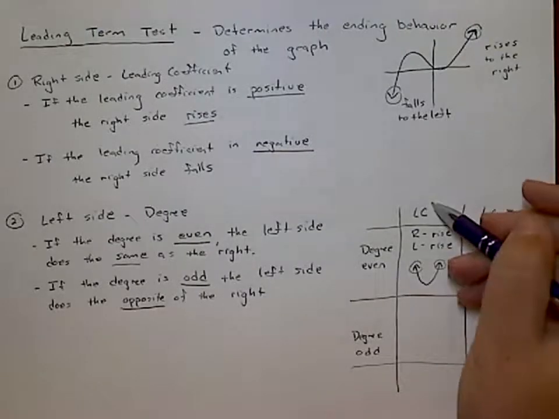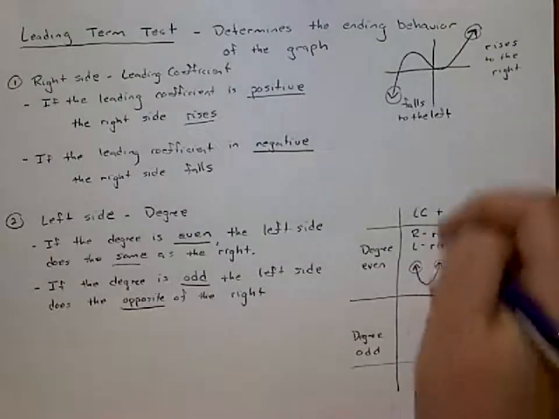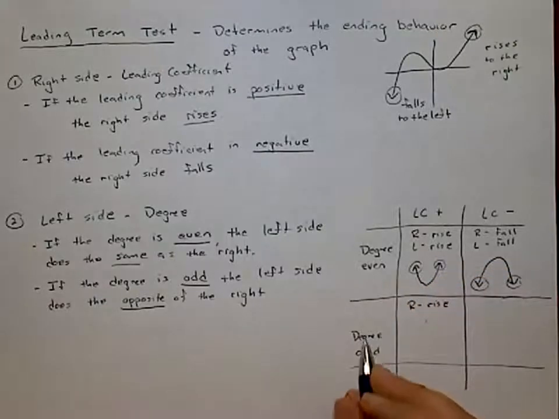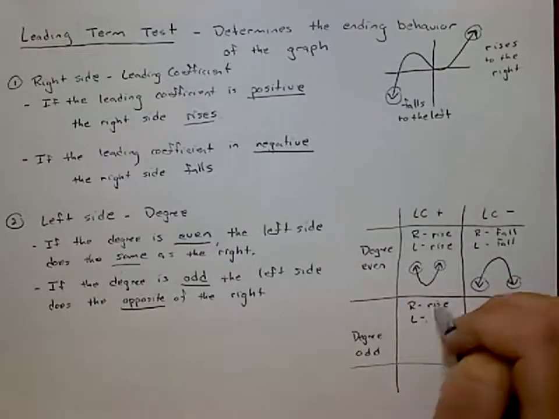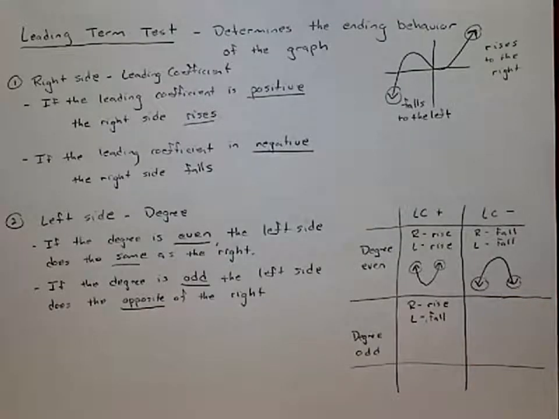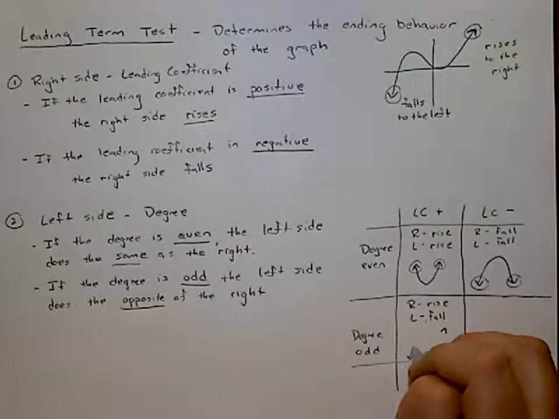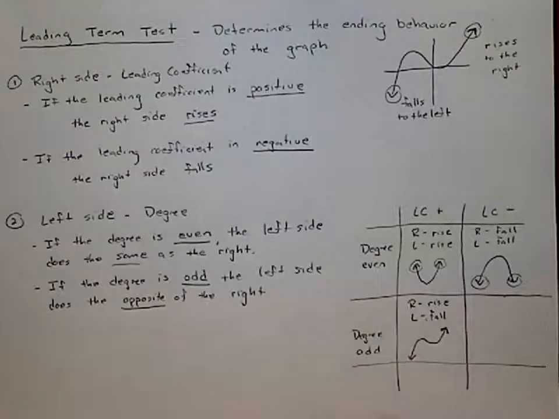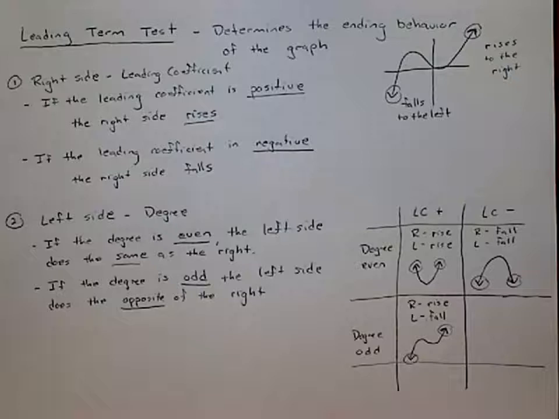Now this box has a positive leading coefficient and a degree that is odd. So a positive leading coefficient means the right side is going to rise. A degree that's odd means that the left side is going to do the opposite of the right side. So if the right side rises, the left side is going to fall. So our right side is going to go up, our left side is going to go down. That is very, very common of a cubic, a degree of 3, because we have a right side rising, left side falling.